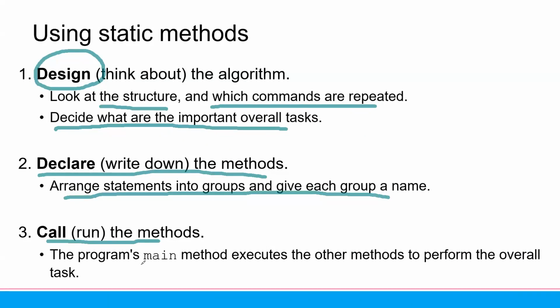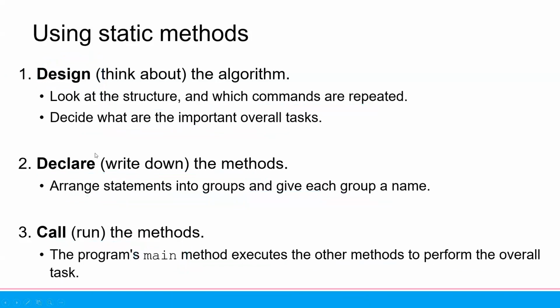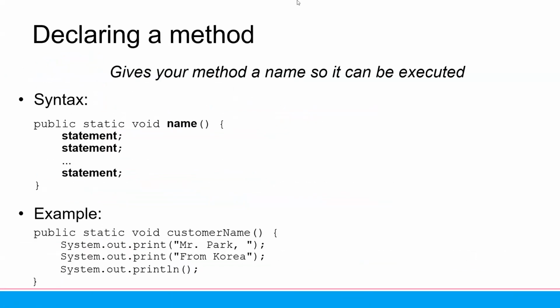So the program's main method: there is one main method. It is to execute your program. It executes the other methods to perform the overall task. Whenever you run your Java, you will run the main method. Whenever you run Java, you will have the public static void main. But now you can make your own method.